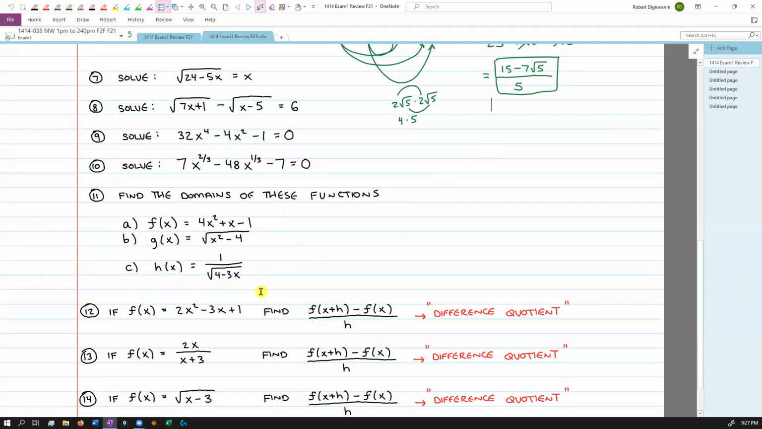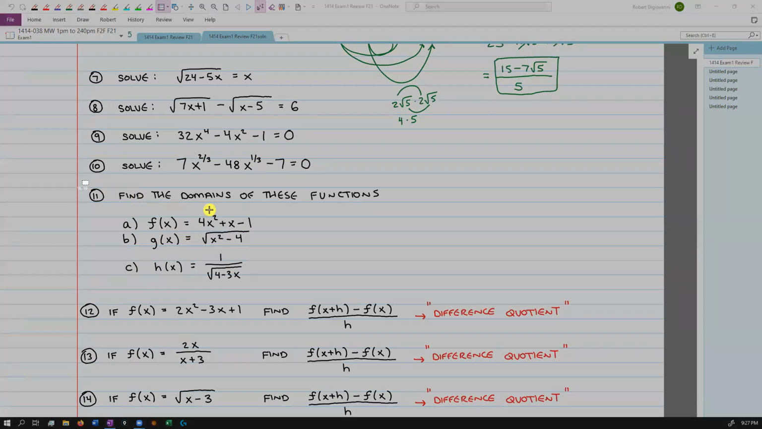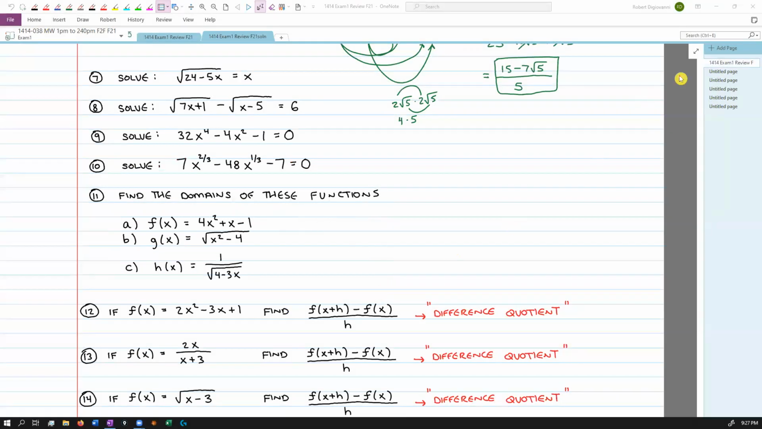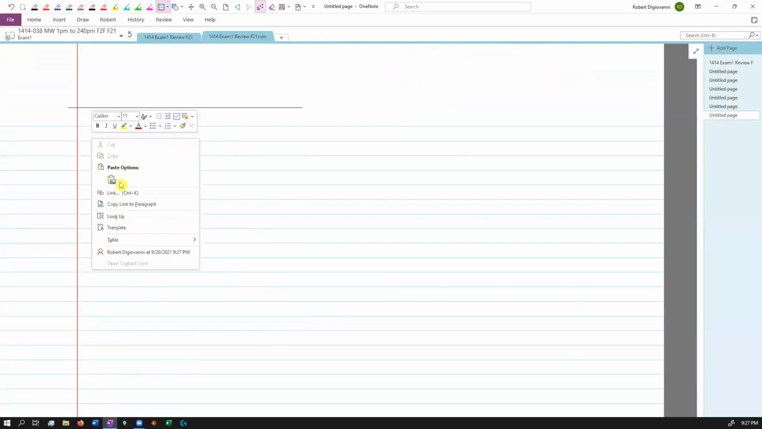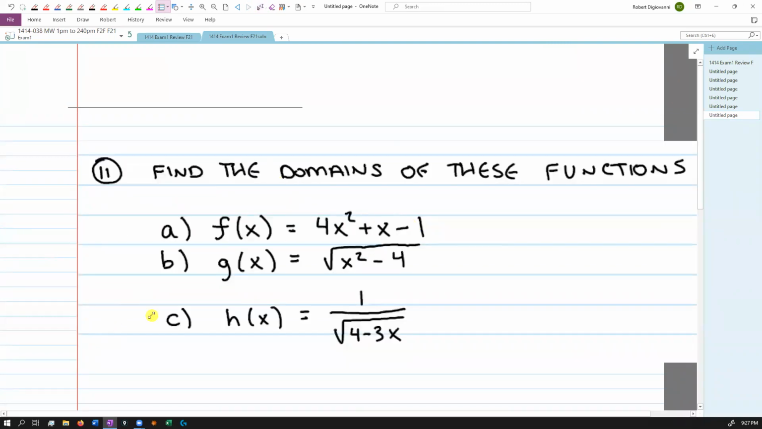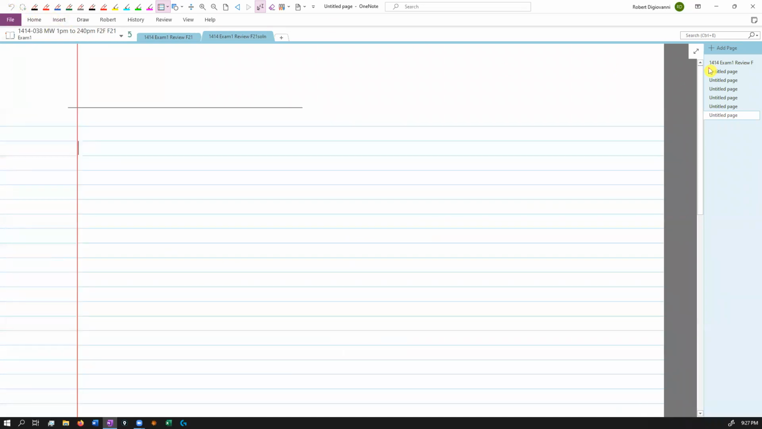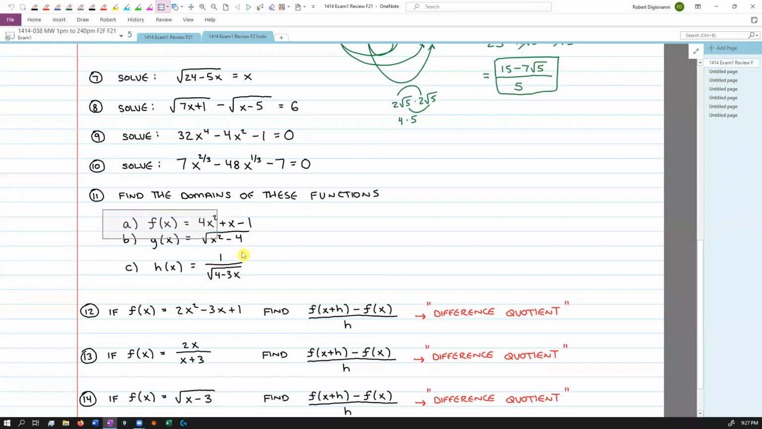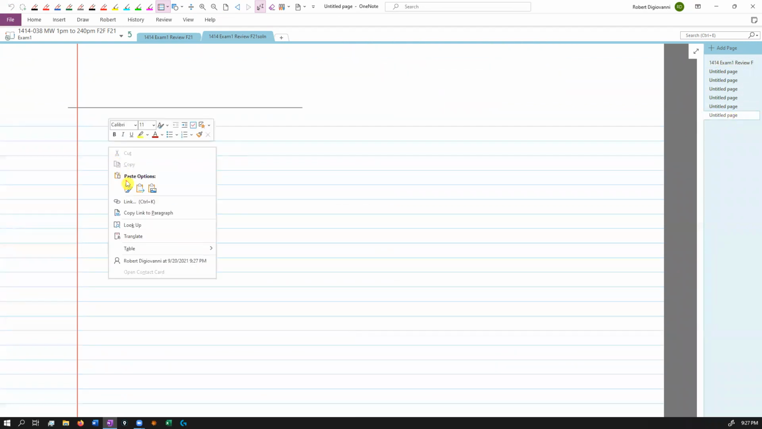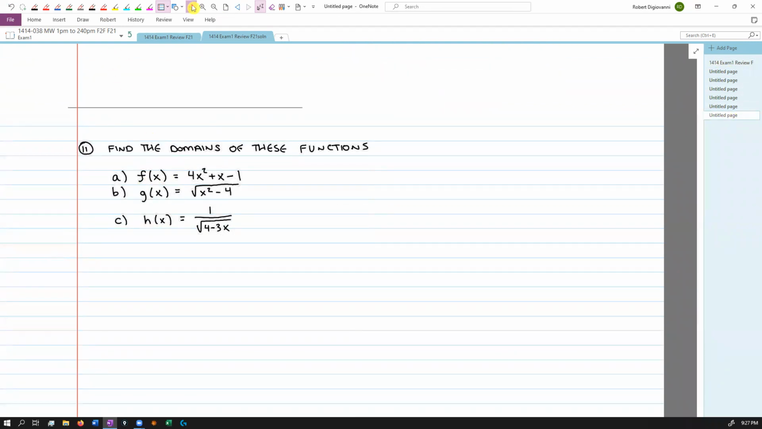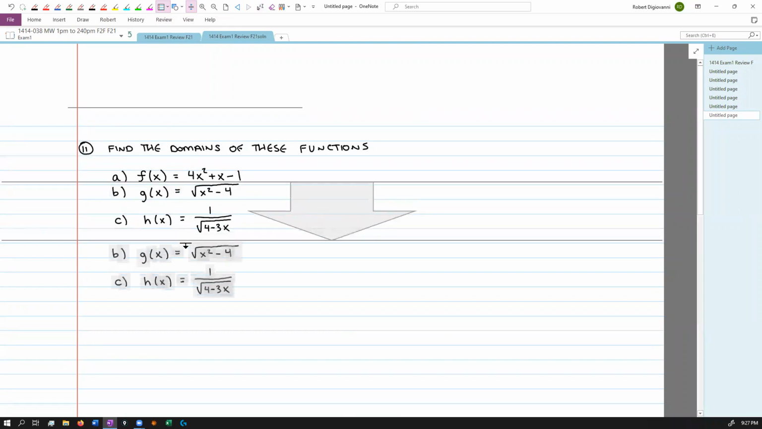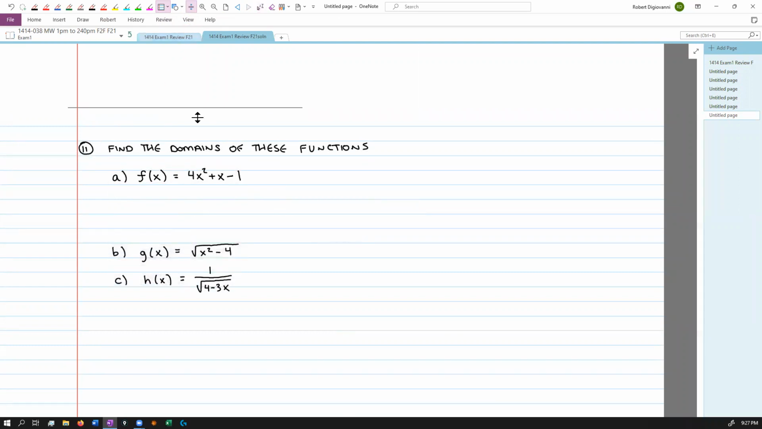All right, let's talk about domains here. Let me take this whole problem. So the domain for this, you know what? Let me undo that. I'll do it a different way. Okay. It's going to be tight. There we go. One more.